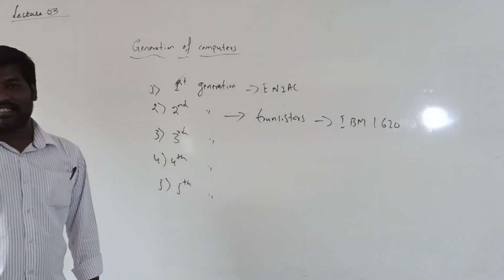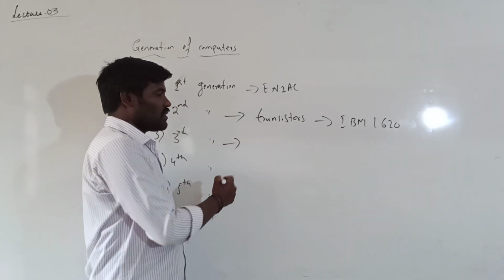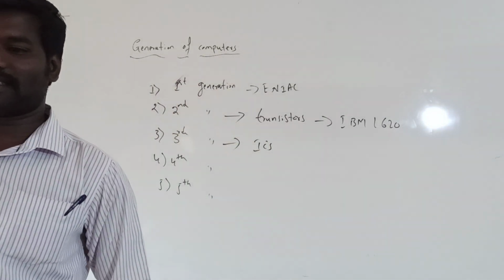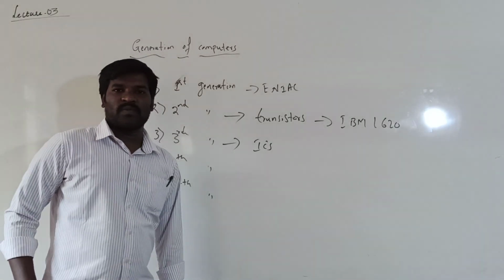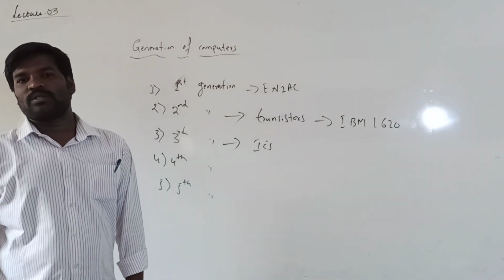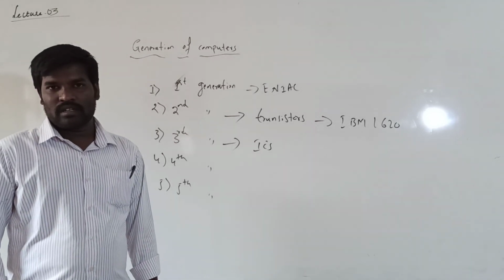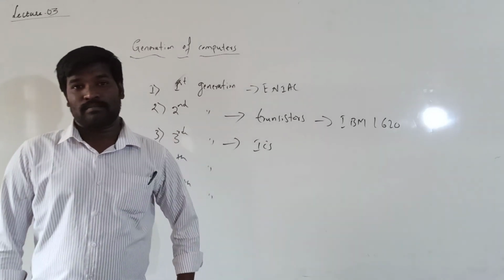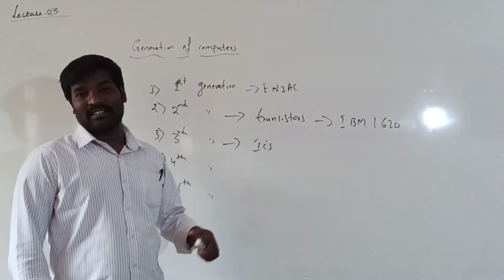Next is third generation computers. In the third generation, they used ICs. Here ICs indicates integrated circuits, used instead of transistors. And in the ICs, there are a number of transistors, for example, 1 to 100 transistors in a single IC. Computers were also smaller in size, and monitors and keyboards were used in the third generation computers.